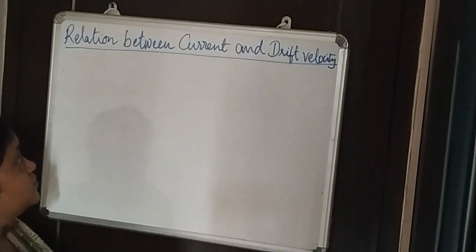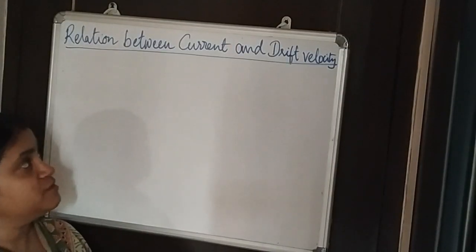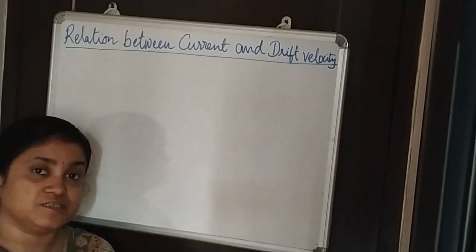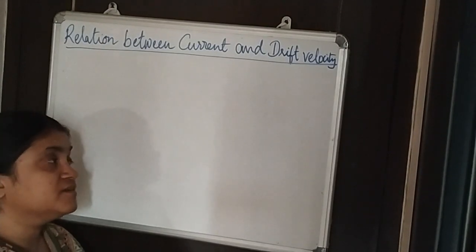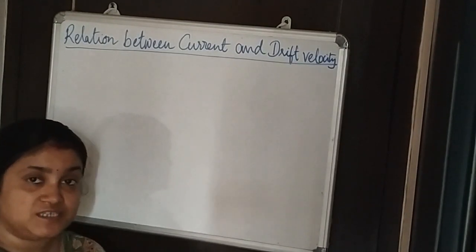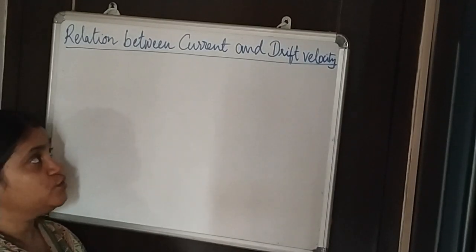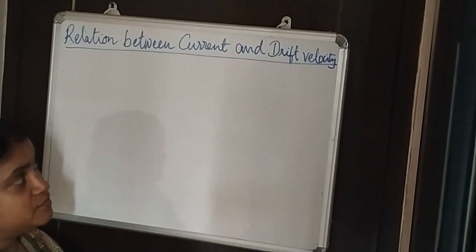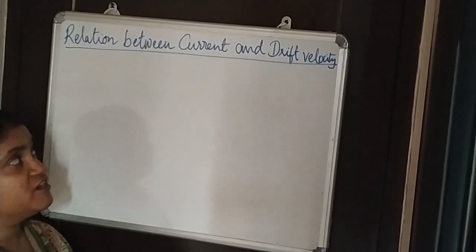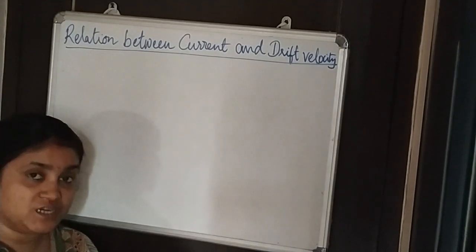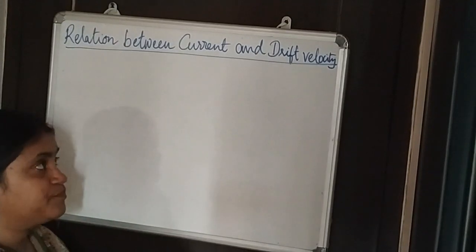Today we'll start with the topic relation between current and drift velocity. In the previous class we have seen what drift velocity is and we have derived the expression for it, and today we'll be seeing how drift velocity is related to current as well as current density.